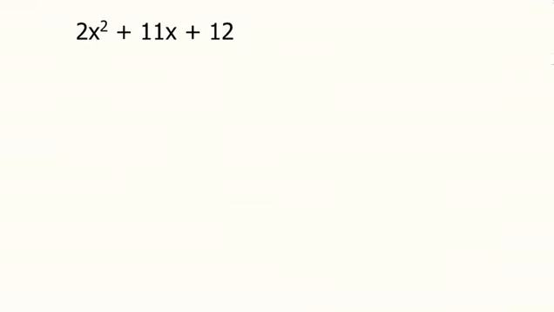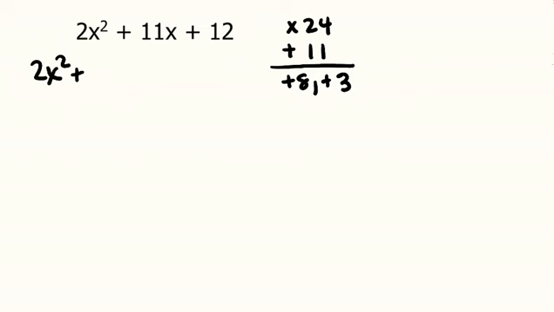All right, next I've got 2x squared, 11x, and 12. So I'm multiplying the 2 and the 12, that's 24. Looking for two numbers that multiply to 24 and add to 11. That's going to be 8 and 3. So I'm going to split that 11x over the 8 and 3. So I've got 2x squared plus 8x plus 3x plus 12.